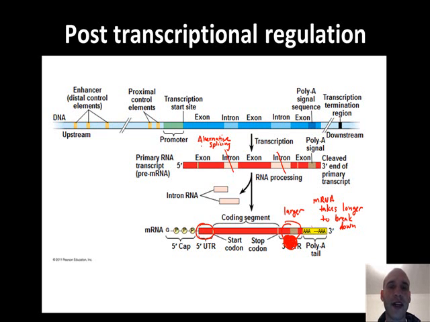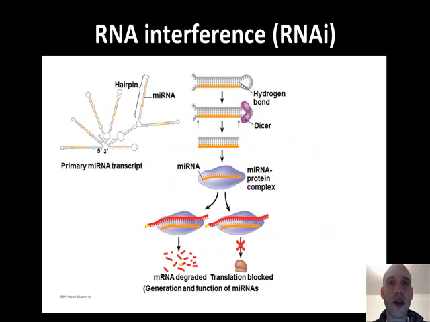So a couple of other ways that we're also regulating this after transcription, right? And we're going to look at one last thing. We're going to look at a technique called RNAi. It's used quite a bit now in modern biology, but this is also another way that gene expression is regulated after transcription. RNAi stands for RNA interference, right?